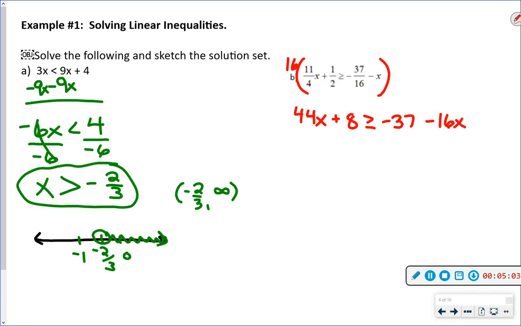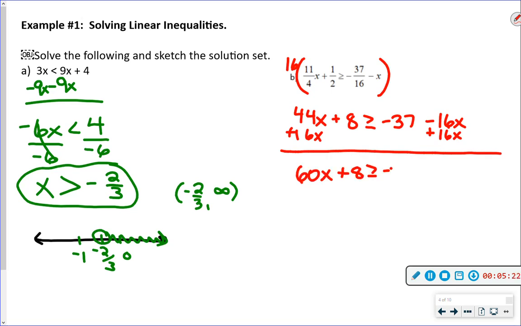Now, as always, it really doesn't technically matter which x you cancel out, but with inequalities, I know I want the x on the left in my final answer, so I'm always going to keep it on the left. So I'm going to add my 16x over. Total that up, we got 60. I'm going to subtract 8 off, so that's going to put me at negative 45.